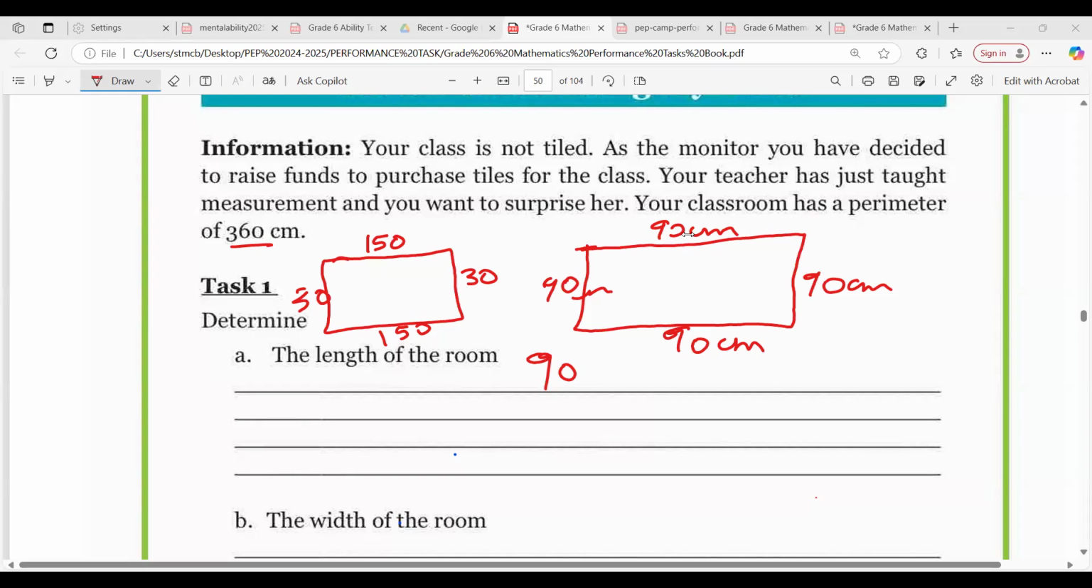Sir, I got 100 for my length and 80 for my width. All right. Let us check it out, guys. 100 by 80. So this is 100. This is 80. When you add up everything, we're supposed to get 360. Very good. It's correct.